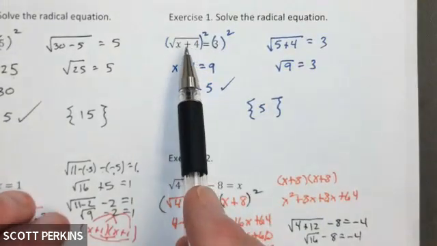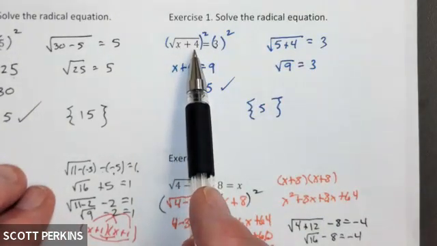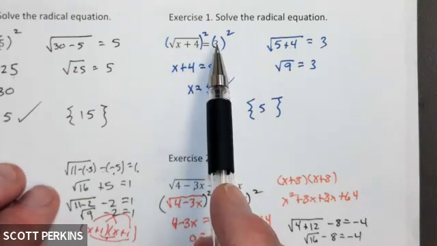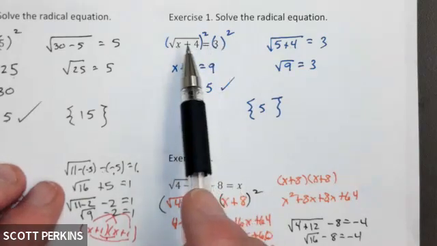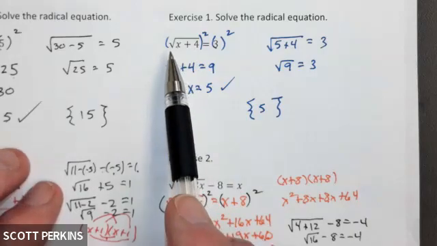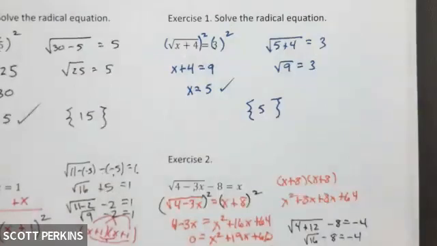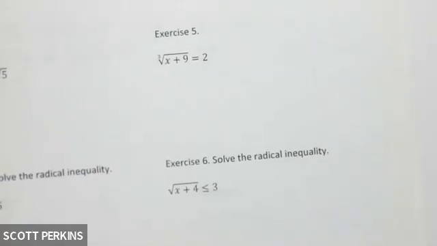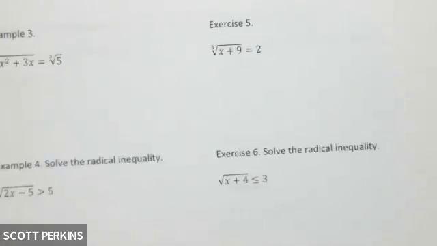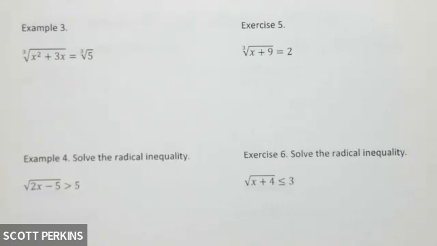Up here in the first exercise, we had the square root of x plus 4 was equal to a number. And we chose to square both sides. Why did we square both sides? That's a square root. Okay, the reason I asked that is because at the top of the next page, my first example, example 3, has the cube root of x squared plus 3x is equal to the cube root of 5. So what do you think we're going to do to both sides this time?